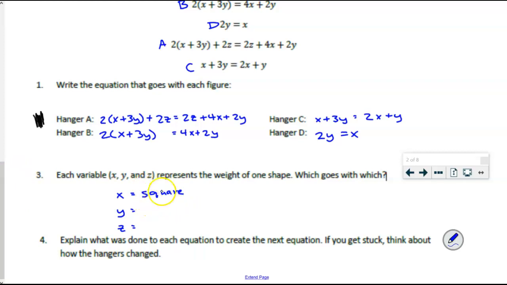Y. What is y? Caden. Yeah, y is a triangle. And z is the circle that we got rid of right at the very beginning, right? Which is why we only saw it in the first one and we didn't see it in any of the others.